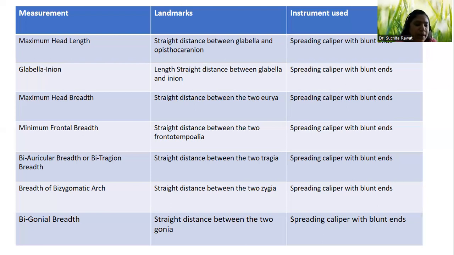Biauricular breadth, or bitragion breadth, is the straight distance between the two tragia and is usually taken by a spreading caliper with blunt end. Bizygomatic arch breadth, which is the straight distance between the two zygia, is measured using a spreading caliper with blunt end. And bigonial breadth is the straight distance between the two gonia, which is usually measured by a spreading caliper with blunt end.